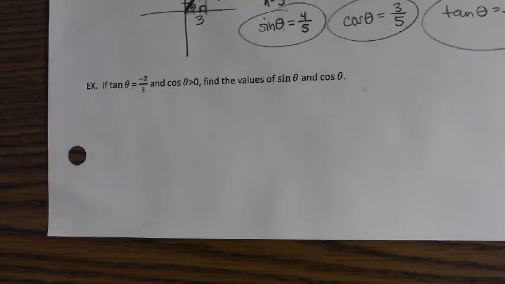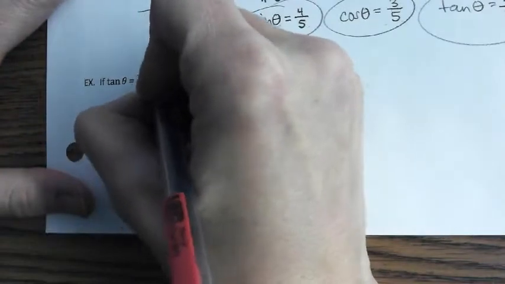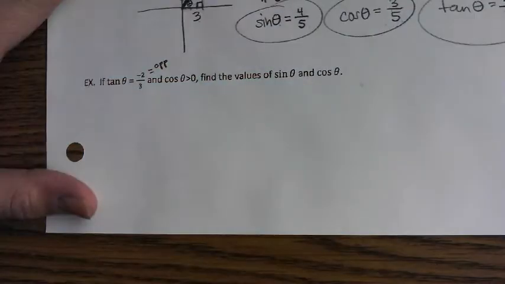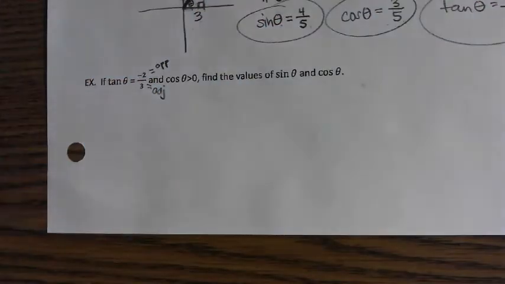The tangent, ooh, I don't know if we're ready for this. Oh, maybe we are. The tangent of some angle is -2/3. So this is the opposite, that's the -2. And the 3 is the adjacent, right?